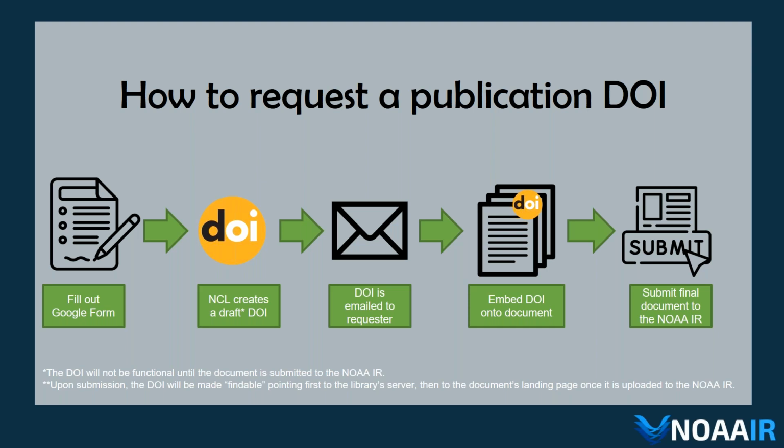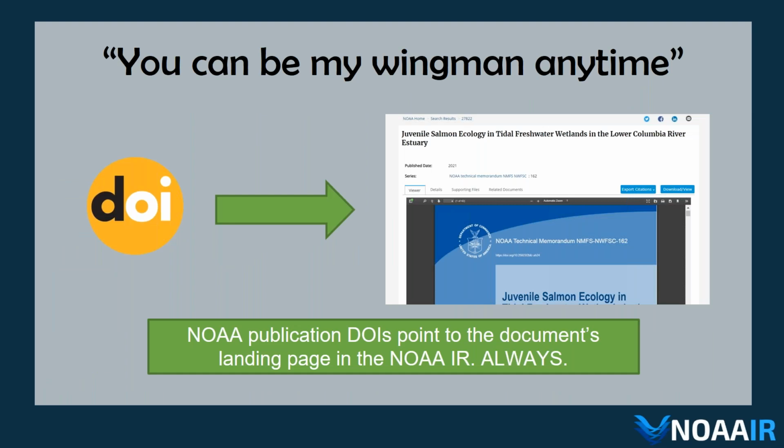So once we have the items submitted and we're going to make the DOI findable, what does that mean? Essentially, a DOI is like a wingman for your publication, right? You'll see a few Top Gun quotes here. DOIs serve as a wingman for your publication.